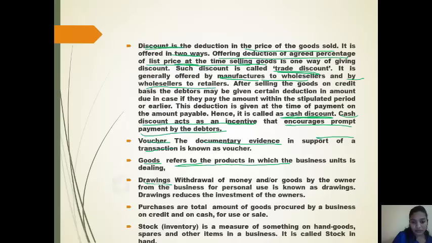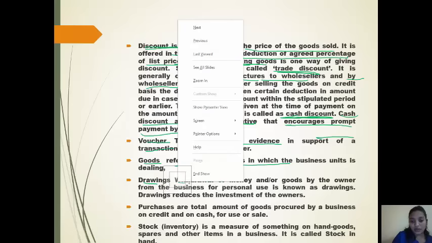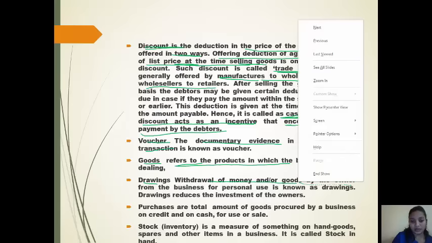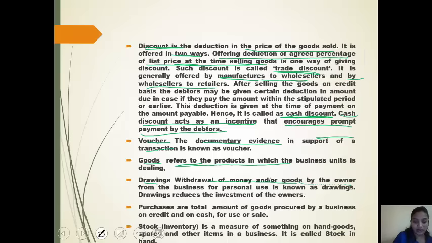Drawings are the withdrawal of money and/or goods by the owner from the business for personal use. Purchase is the total amount of goods procured by the business on credit and on cash. Stocks are the inventory. It is a measure of something on hand: goods, pairs and other items in a business.